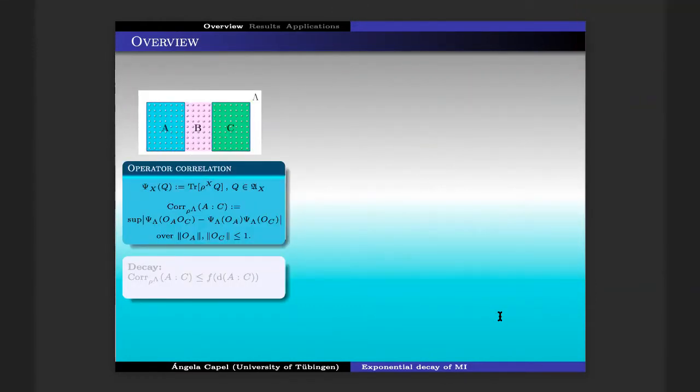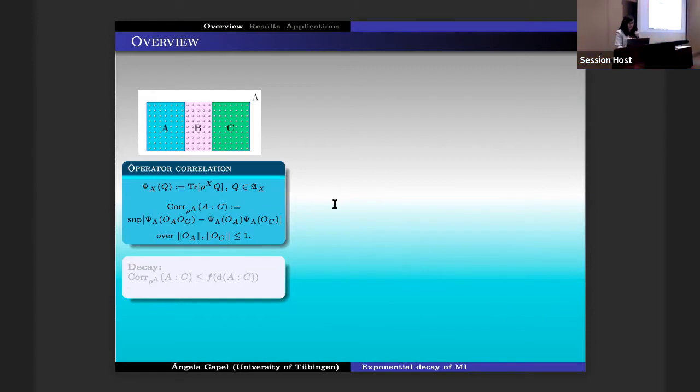Here is the so-called operator correlation function, which, for a lattice lambda split in A, B, and C, such that B shields A from C, is just defined by the expression that I write here. Essentially, we denote by psi sub X of an observable Q with support in X this expression, like tracing out with respect to the Gibbs state in X. Then the operator correlation function is just the supremum over all the covariances of two observables, one with support in A and one with support in C, and these observables have operator norm bounded by 1.